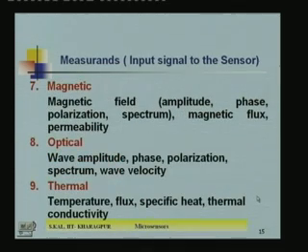Now, magnetic, what are the measurements? Those are the magnetic field means again coming the amplitude, phase, polarization and spectrum, magnetic flux and permeability. Next one is optical. What are the measurements in optical signal? Wave amplitude, phase, polarization, spectrum, wave velocity. Those are the various kinds of optical signal, and many of the optical sensors show the change of polarization.